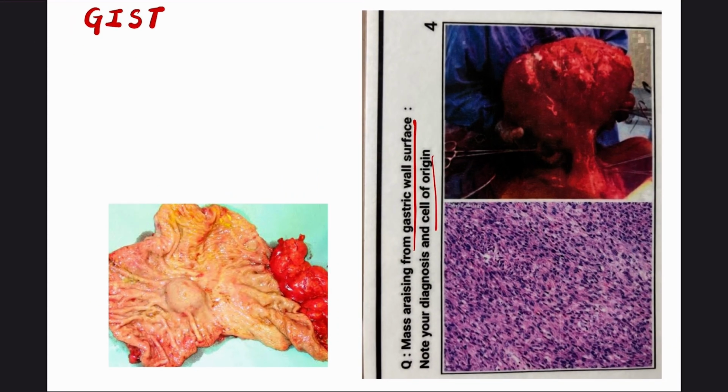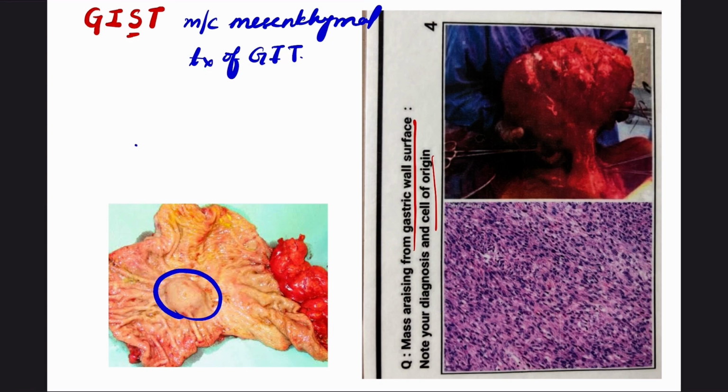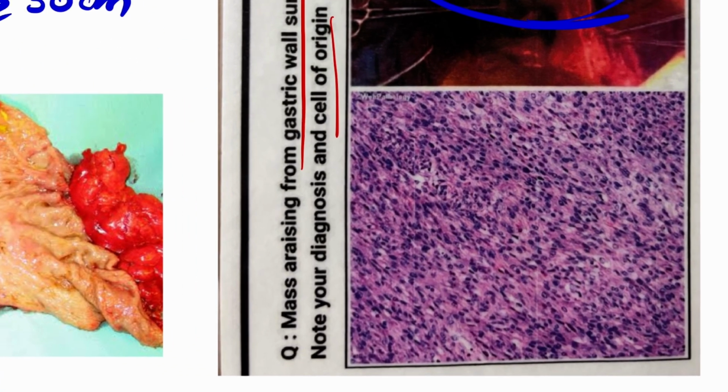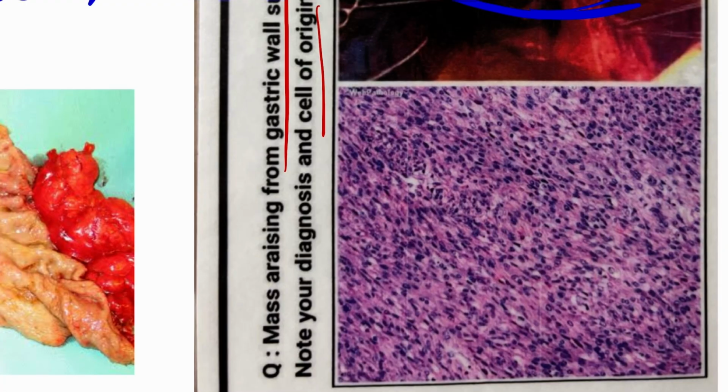Gastrointestinal stromal tumor. As the name suggests, it is a stromal tumor, meaning it is a mesenchymal tumor. Stroma is mesenchymal tissue. So it is the most common mesenchymal tumor of the GIT, the gastrointestinal tract. The size can vary from as small as less than 2 centimeters to as large as more than or equal to 30 centimeters. As shown in the image, this is a very huge mass said to arise from the gastric wall surface. I will come back to the histology once I discuss the histological variants.